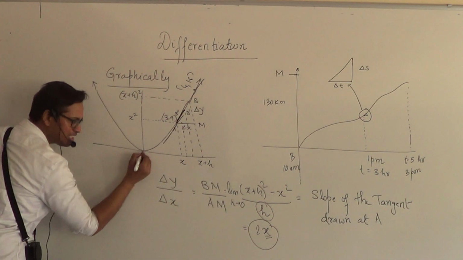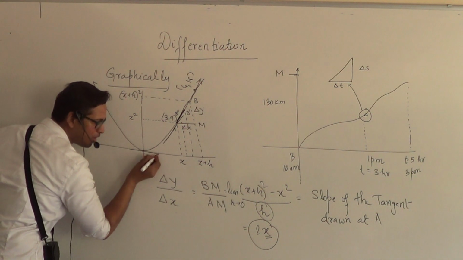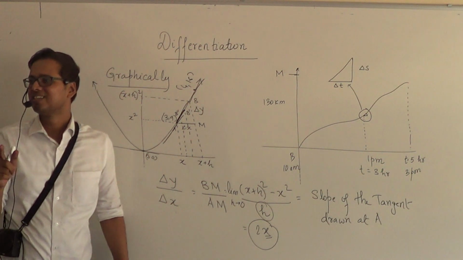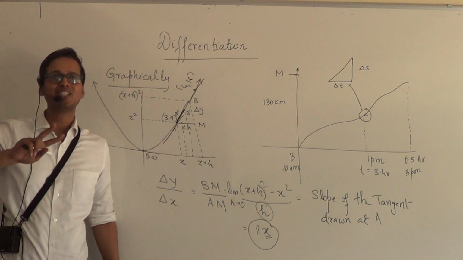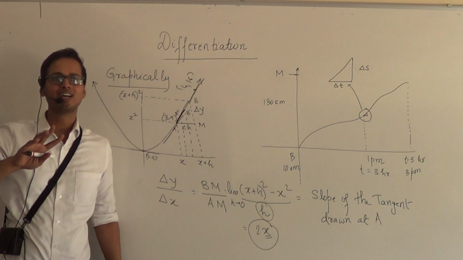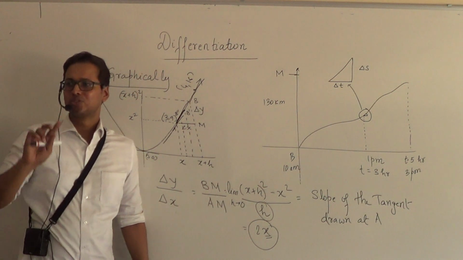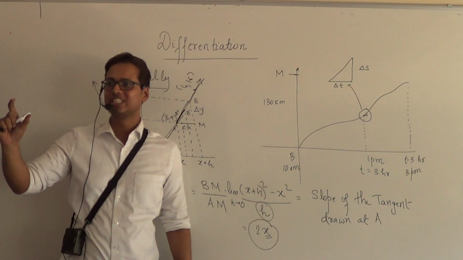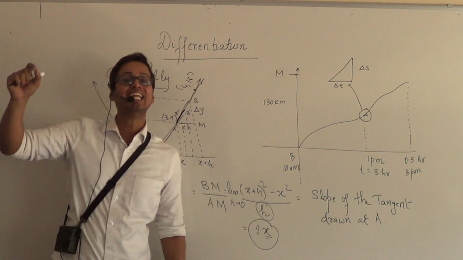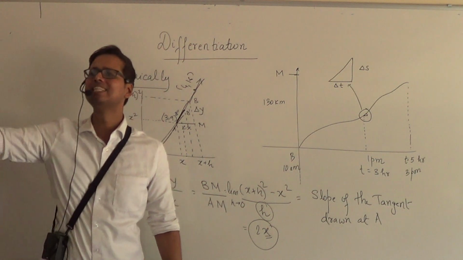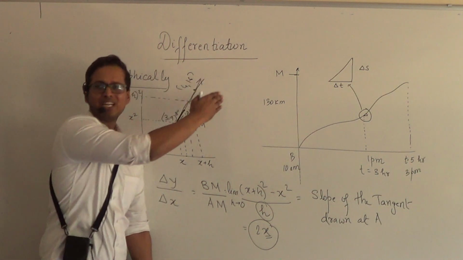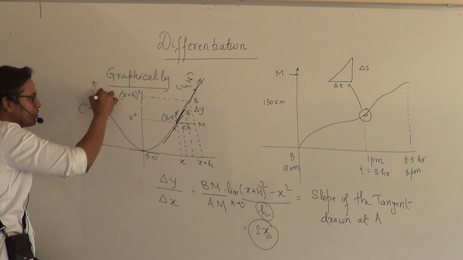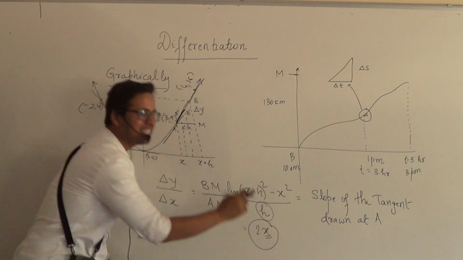If I say what is the slope of the tangent drawn at (0, 0), what will you say? 2 times 0, which is 0. Now, understood how that 2x is related to x square? Is that clear? 2x is nothing but the slope of the tangent drawn at any x, and that x could be anything. It can be 3, it can be 4, it can be 0, it can be -2. What is the slope of the tangent drawn at -2? You say 2 into -2, which is -4.